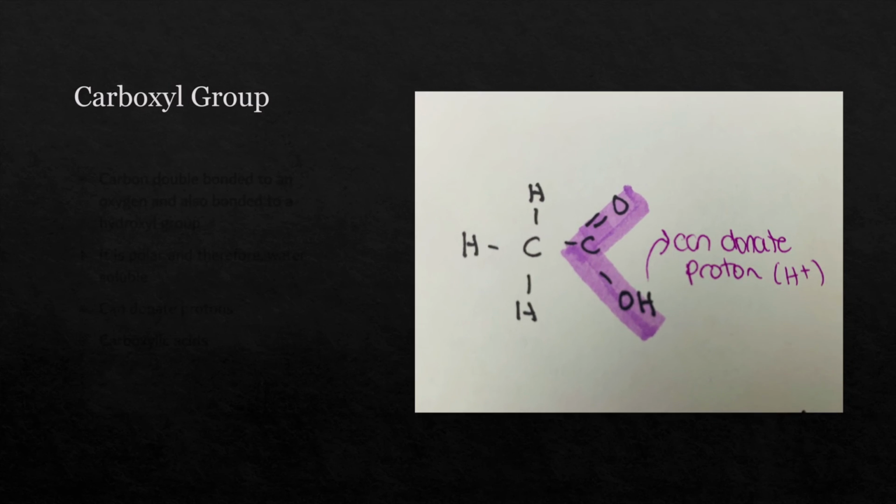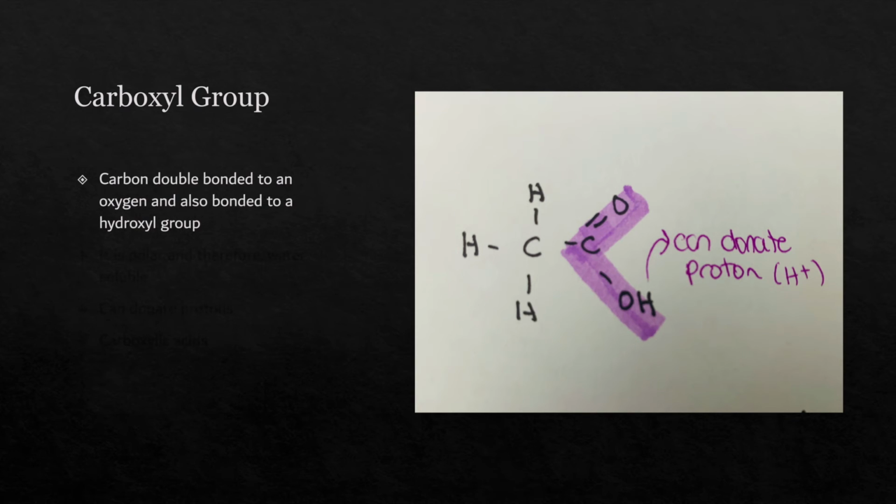A carboxyl group is made up of a carbon double bonded to an oxygen and also bonded to a hydroxyl group. It is polar and therefore water-soluble. It has the ability to donate protons due to the hydrogen on the hydroxyl group. So, compounds with carboxyl groups are known as carboxylic acids.